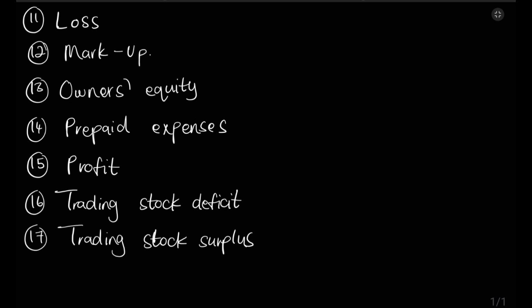Number 13, we have owner's equity. So owner's equity is the net worth of the business, which is assets minus liabilities. In simple terms, what is left after subtracting debts from what the business owns? For example, let's say assets are equal to 200,000 rand and your liabilities are 50,000 rand. The owner's equity will be 200,000 rand minus 50,000 rand, which is 150,000 rand.